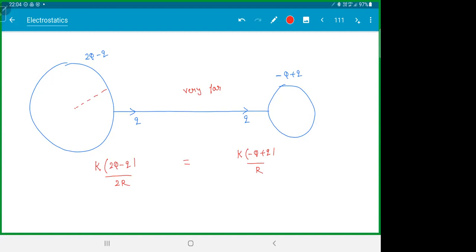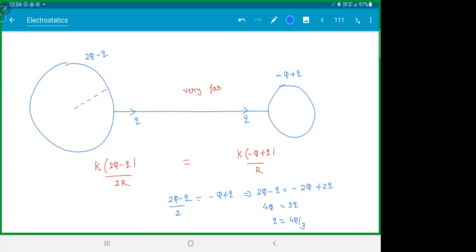Is this clear? Then if you just solve them, k cancel ho jayega. 2Q minus q by 2 will be minus Q plus q. This will be 2Q minus q is minus 2 capital Q plus 2 small q. So this guy will be 4Q and this will be 3q. So q will be 4Q by 3. But this is not the answer. What is this? This is the charge that has flowed. This is the charge that has gone through the wire.